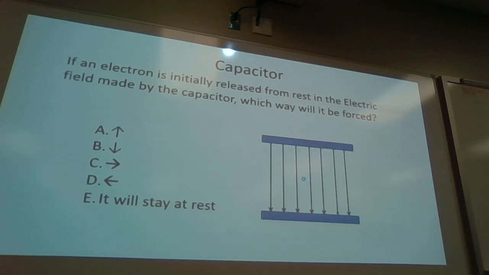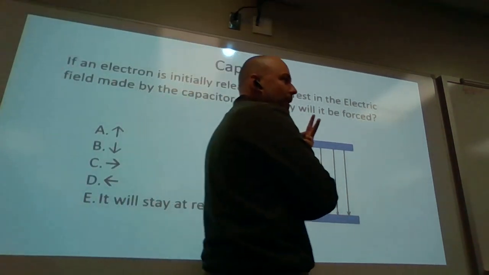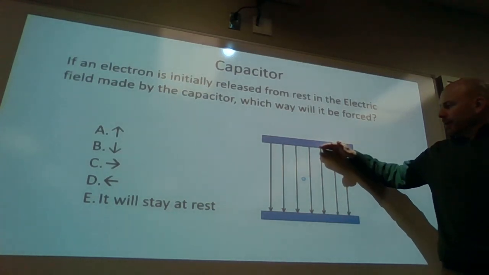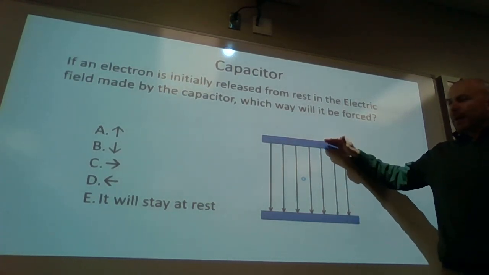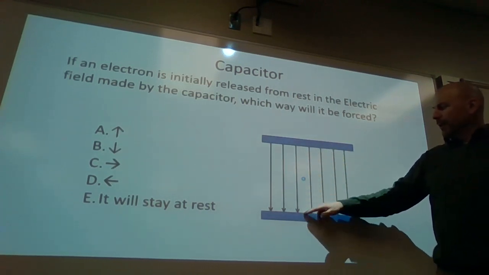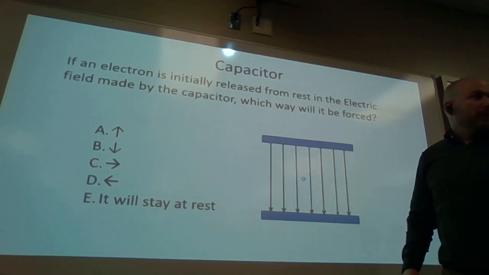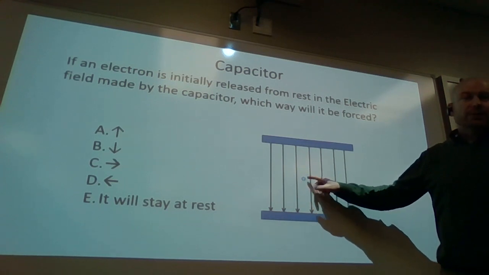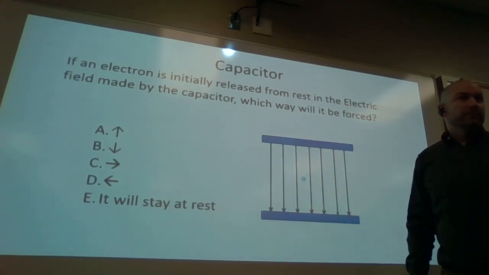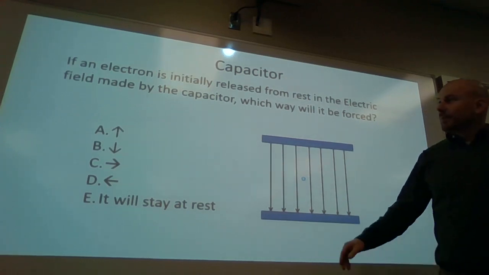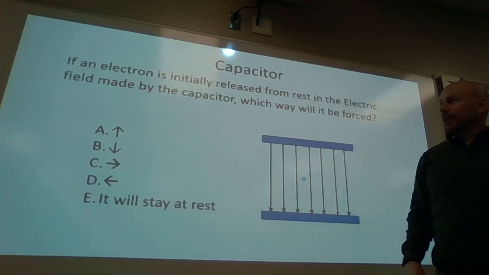Correct answer is A. Here's two different reasons why A is correct. Electric field lines go out of positive into negative. This is positively charged attracting an electron. This is negatively charged repelling an electron. Both are being forced up. The other way you can look at it is because it's negatively charged, it's going to be forced in the opposite direction the electric field lines are going. Up. It's negatively charged. It's an electron.